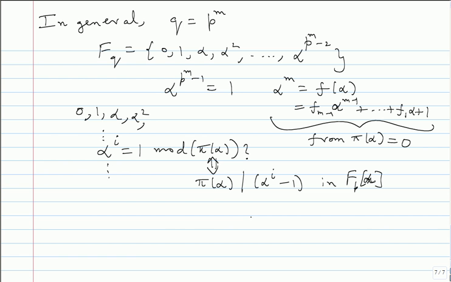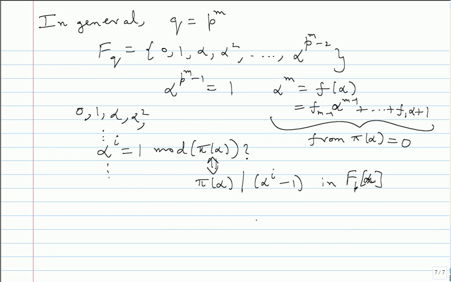So the question is, is there an irreducible polynomial pi of alpha of degree m such that the smallest i for which pi of alpha divides alpha power i minus 1 is p power m minus 1? If I can always guarantee that such a polynomial will exist, then I know definitely alpha itself will be this primitive element, which gives me all the order p power m minus 1 in this field. That I know.